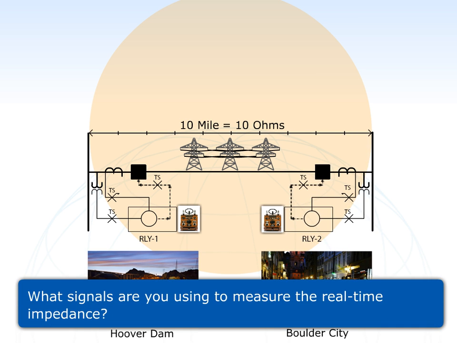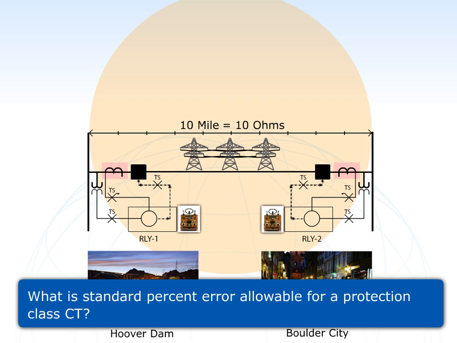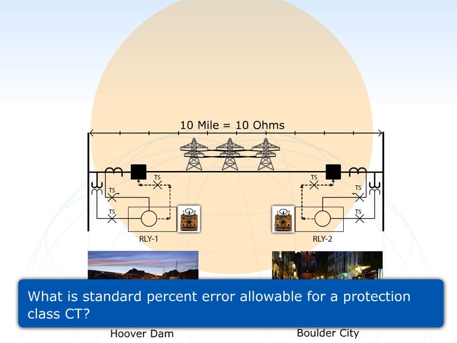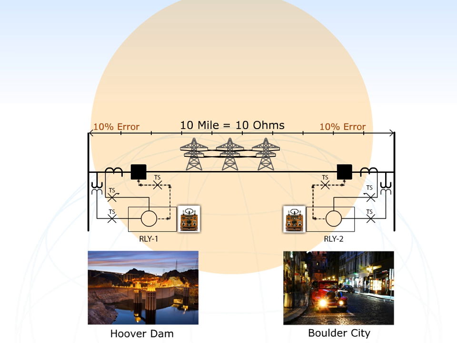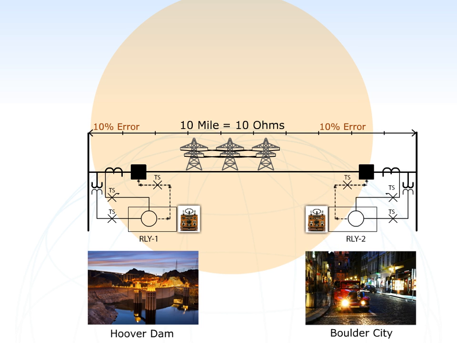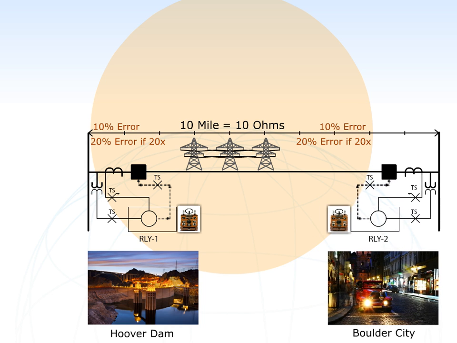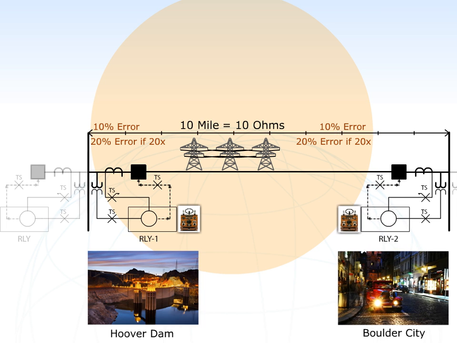What signals are you using to measure the real-time impedance? Those CTs and PTs aren't perfect, especially the CTs. What is the standard percent error allowable for protection class CTs? If you guessed 10%, you're correct, up to a point. Protection class CTs can have errors up to 20% when the current exceeds 20 times its rating.